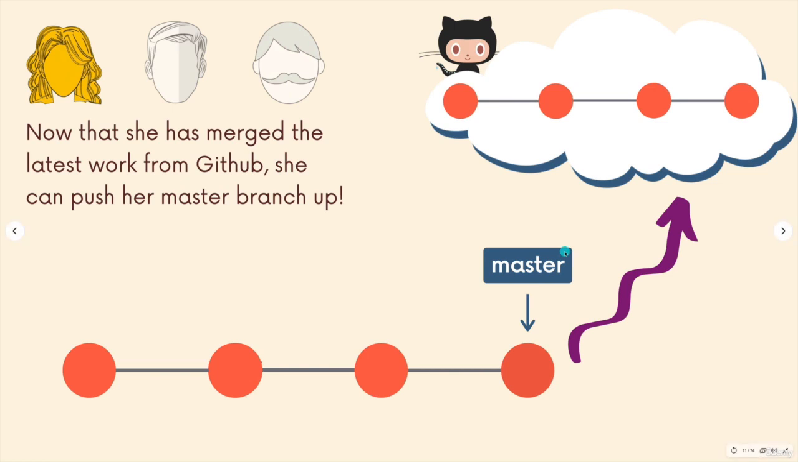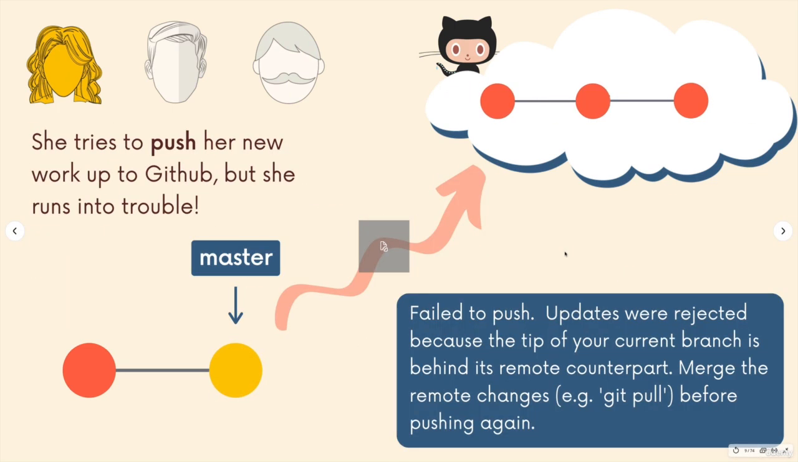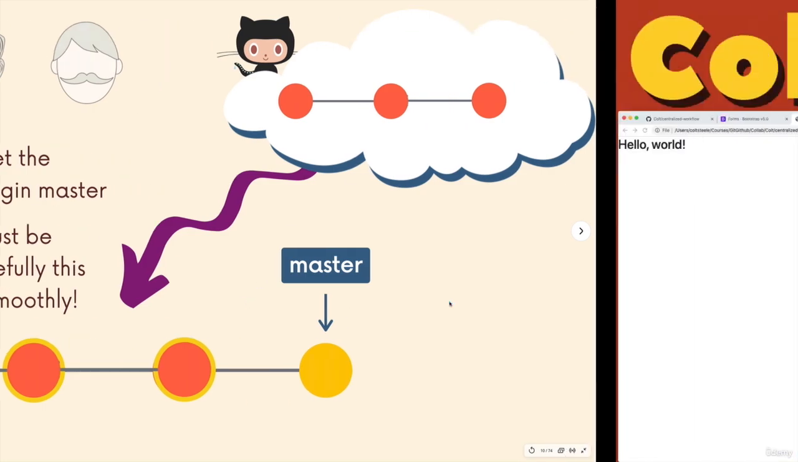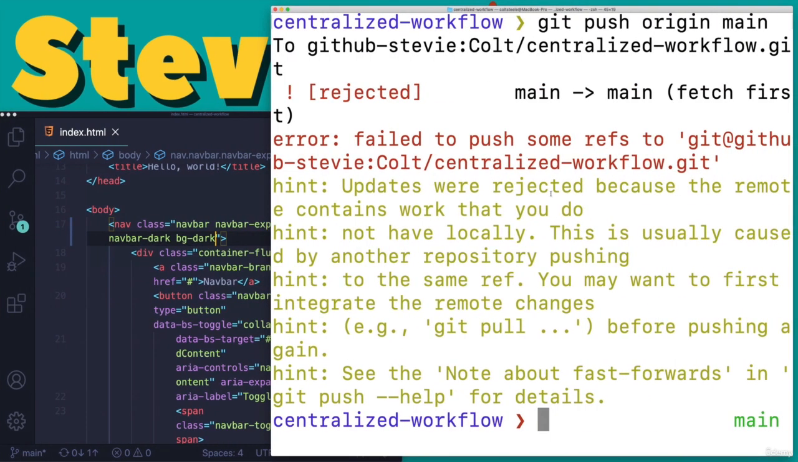Where if we try and push something up and we don't have all the new work from GitHub, Git won't let us do that. So we first have to pull those new commits down. Basically, I have to get the work. Stevie has to get the work that Colt pushed up to GitHub.